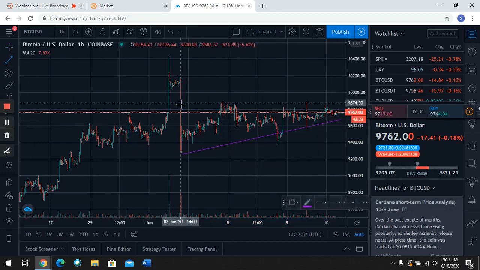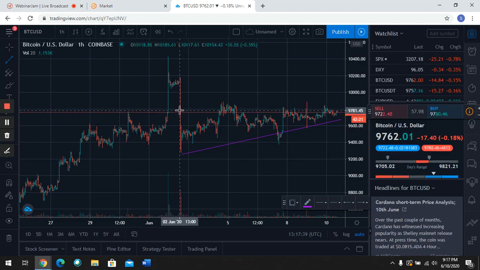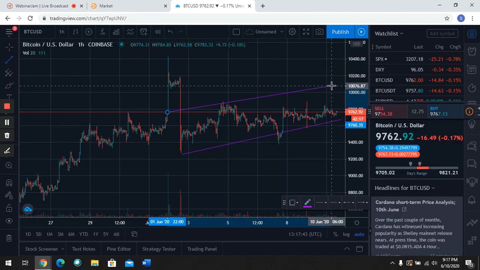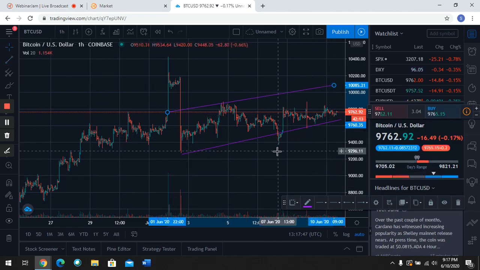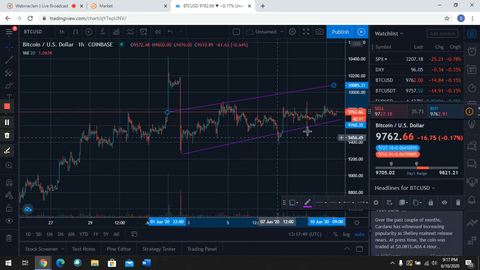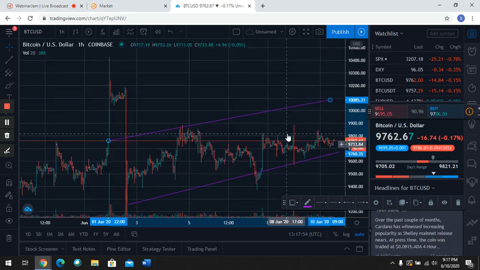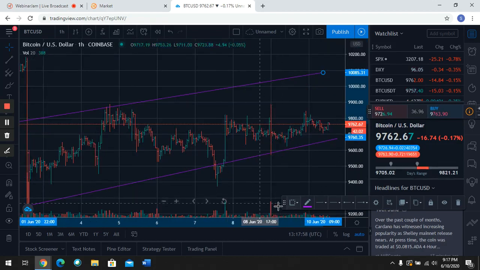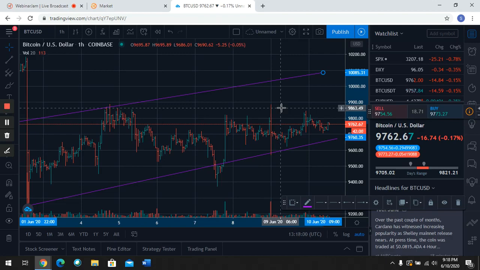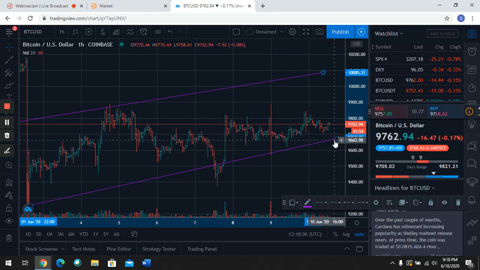Then I'm going to draw another line, basically from this resistance level to this resistance level. So bar charts allow us to see this trend. Okay, so let's maintain it at this support level. If you can see, it's coming closer to this trend line.